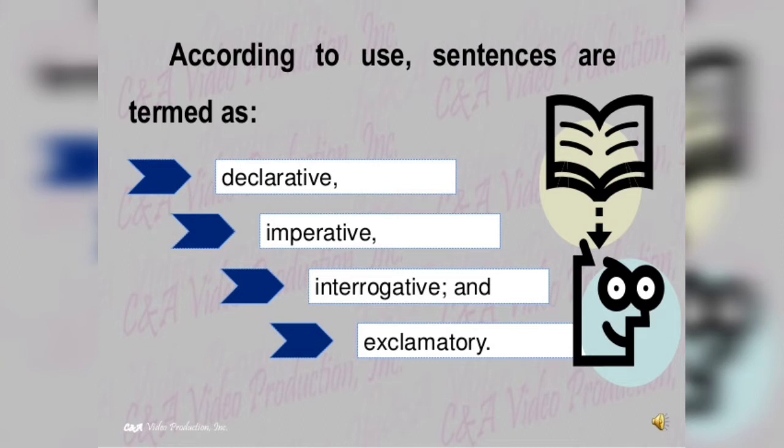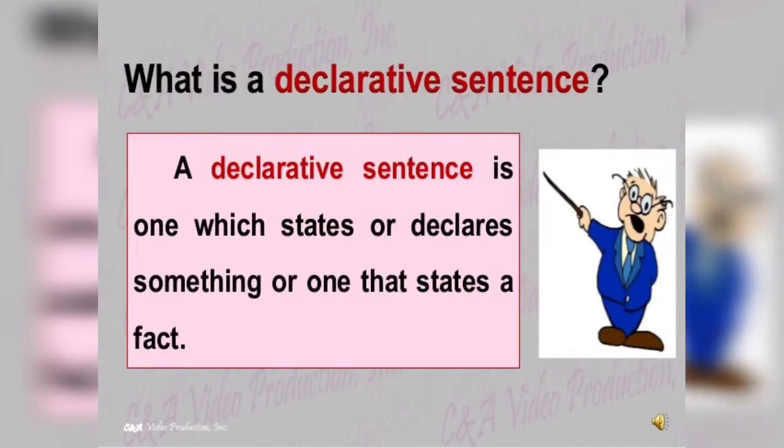Okay? So get ready to understand what is a declarative sentence and what is its exact meaning. Correct, dear students? So keep a notebook and a pen with you in order to make some notes. What is a declarative sentence? A declarative sentence is one which states or declares something, or one that states a fact. So here you can see that it is the sentence which states or declares something. Correct? So this is the simple definition of a declarative sentence.